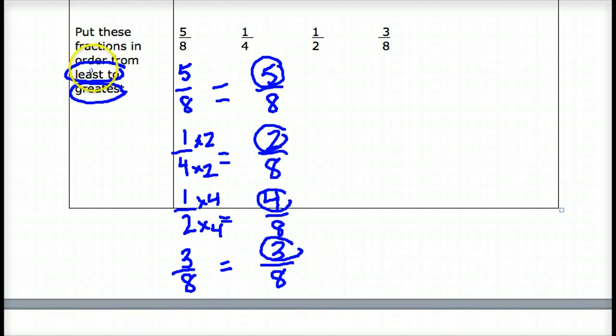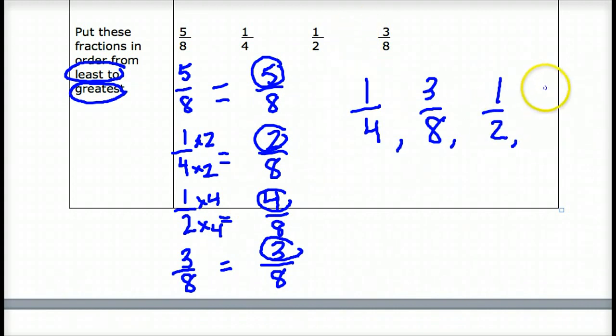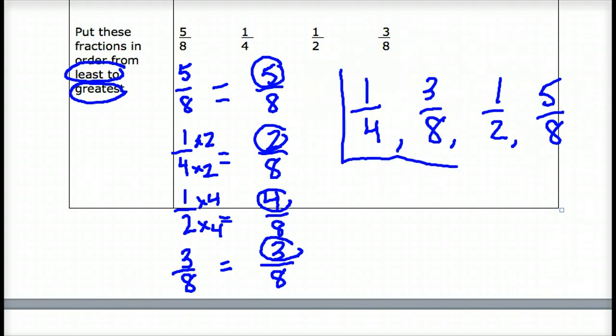So we want our least number to be first. We see that out of 5, 2, 4, and 3, that 2 is the smallest. So we know that 1/4 is going to go first. The next biggest would be 3/8. And by looking at those numerators, we know that 4 is smaller than 5, so 1/2 would be next. And we're left with 5/8. So notice how we have listed our fractions in their original form. So we have our fractions in order from least to greatest.